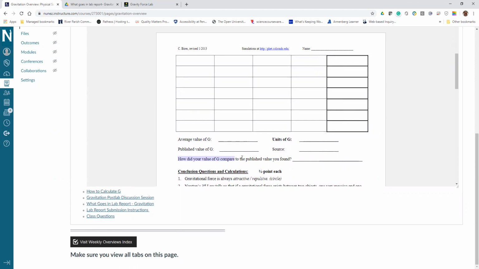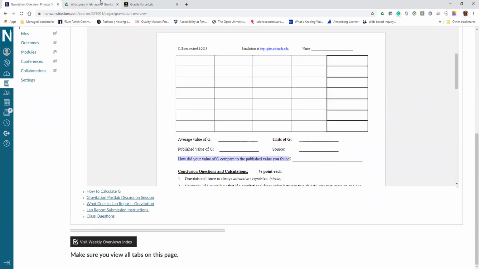This question right here: how did your value of big G compare to the published value? Anytime they ask you to compare values, they mean do a percent error calculation. In this case, the published value is the correct value, and your average is the experiment value. Okay? So are you following that? Yes, ma'am.